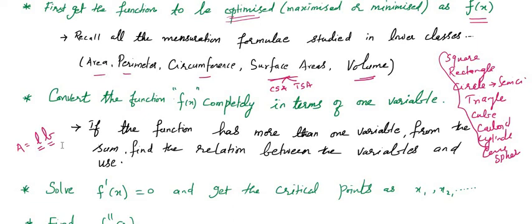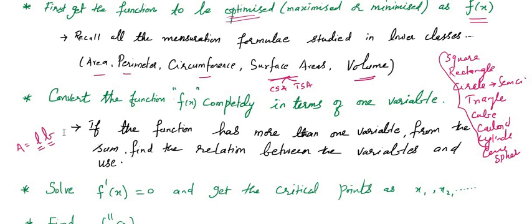Only that you must practice. All the remaining steps afterwards are very easy steps. Only the second step. See what you do. If the function has more than one variable, some information will be given in the sum. For example, the perimeter of the rectangle is 35, or the sum of the length and the breadth is 40. Some information guides us. So if the function has more than one variable, from the sum, find the relation between the variables and use it. That must be used here.